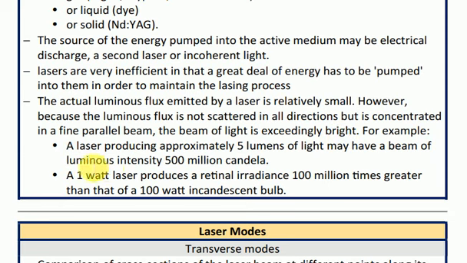For example, a laser producing approximately 5 lumens of light may have a beam of luminous intensity 500 million candela, and a one watt laser produces a retinal irradiance 100 million times greater than that of a 100 watt incandescent bulb. Now, Nd:YAG means neodymium supported by a yttrium aluminum garnet crystal.